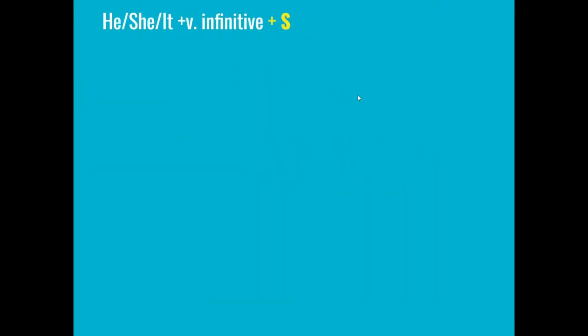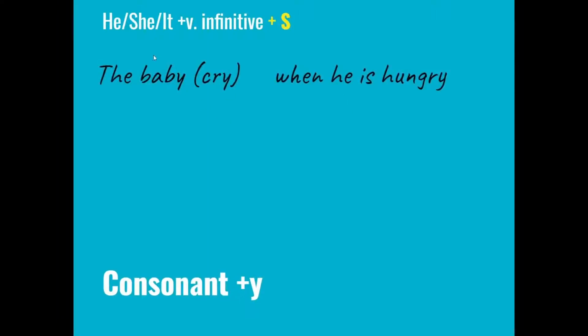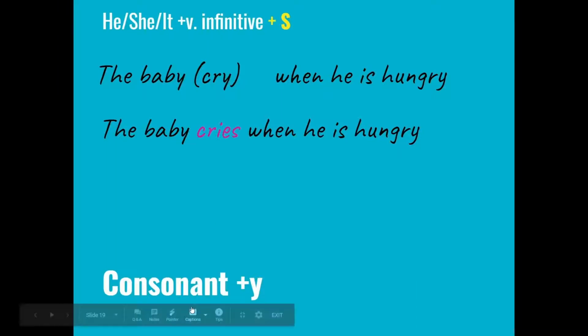Now, what about a verb like cry? I want to say the baby cries. The baby cries when he's hungry. How do I say it? The baby cries when he's hungry. What happened here? I have a verb ending in y, and as you see, it's a consonant plus y. What's the meaning of consonant? Any letter that is not a vowel.